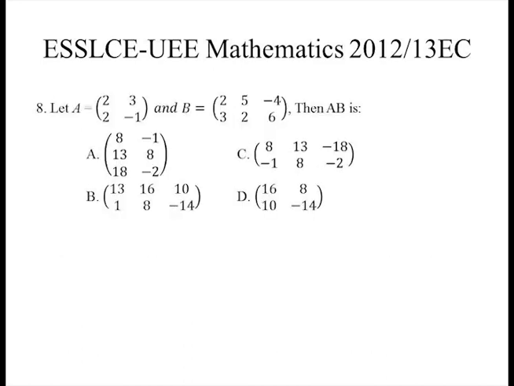Question number 8. Let A be a 2 by 2 matrix with elements of first row 2, 3 and elements of second row 2, negative 1.